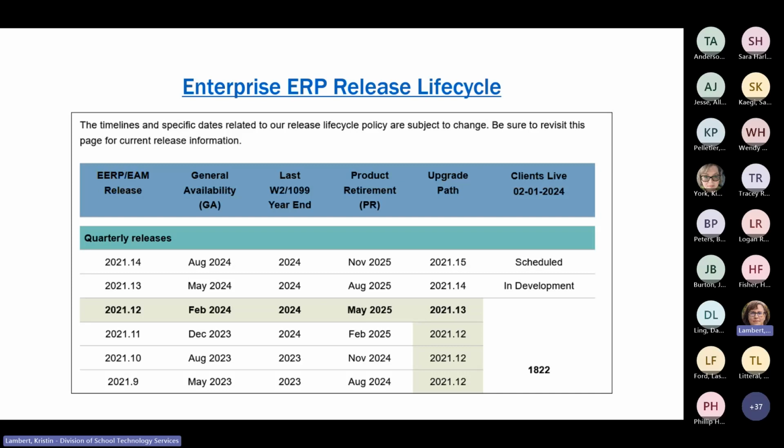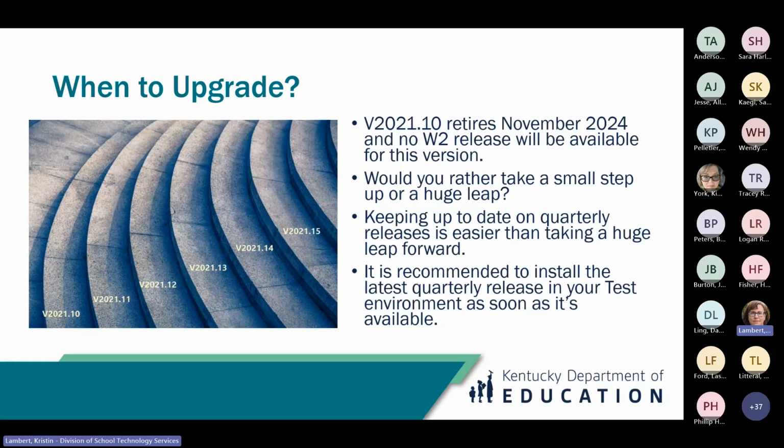It's suggested to go ahead and get that installed in your test environment when those quarterly releases come out, so you can start taking a look at that and then plan on upgrading your production environment when it fits in your schedule. Some things to consider about upgrading: do you want to take a little step or a big step? Going from .10 to .12 is really a small step. If you wait until November, you're going to be taking a huge leap to move forward. Don't wait that long. These should be minor incremental changes.